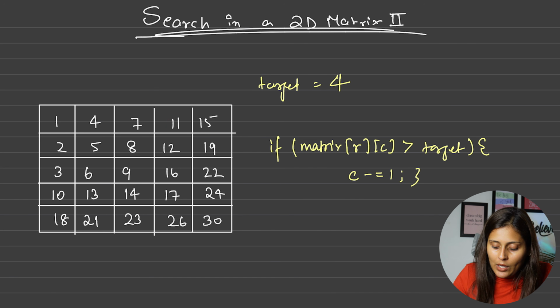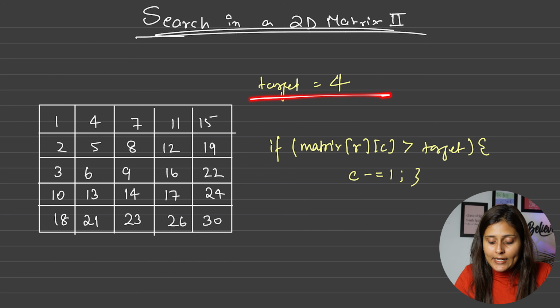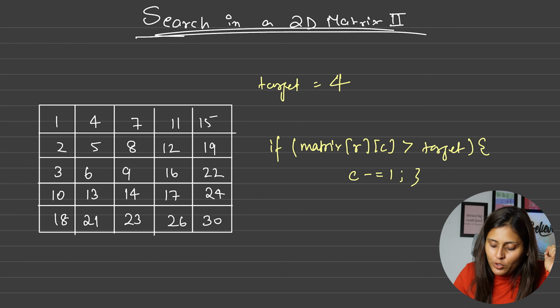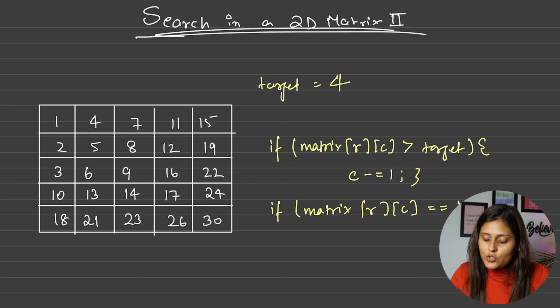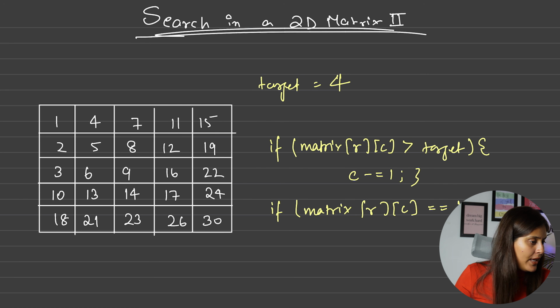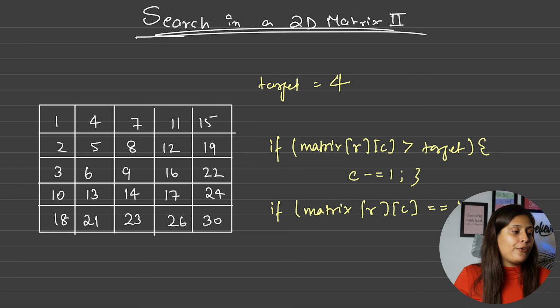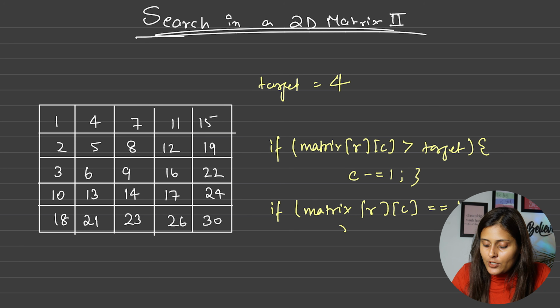Now we are at 11. Still lesser. Reduce the column. Now we are at 7. Still. Now we are at 4. So can I say target and number matched? Yes. So what will I do? Can I write one more case here? If my matrix of row, column is equal to target, correct? Yes. So what do I have to return? We have to return true or false. So I can say return true.